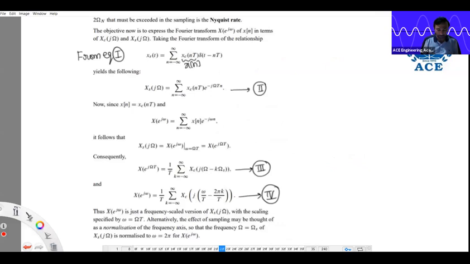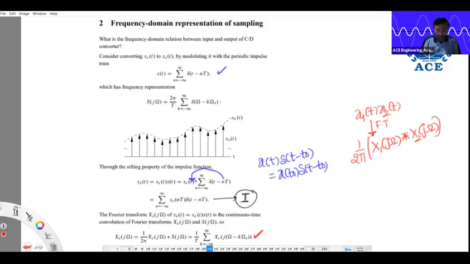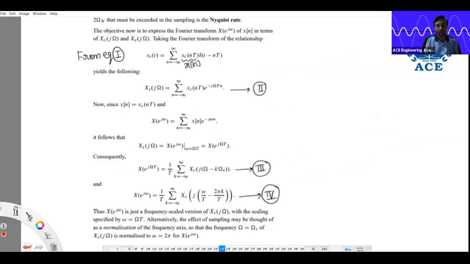Again, from equation 1, I have taken equation 1 as it is in this slide. The sampled signal is the sum from minus infinity to infinity of xc(nT) delta(t - nT). If I take the Fourier transform of this expression, just recollect everyone, what is the Fourier transform of a shifted impulse? E power minus j omega t naught. So when you take the Fourier transform now, what will happen? The Fourier transform of delta(t - nT) is e power minus j ohm T n, according to this.